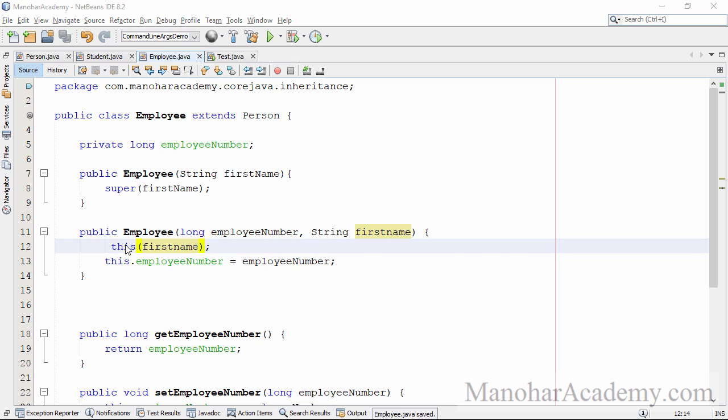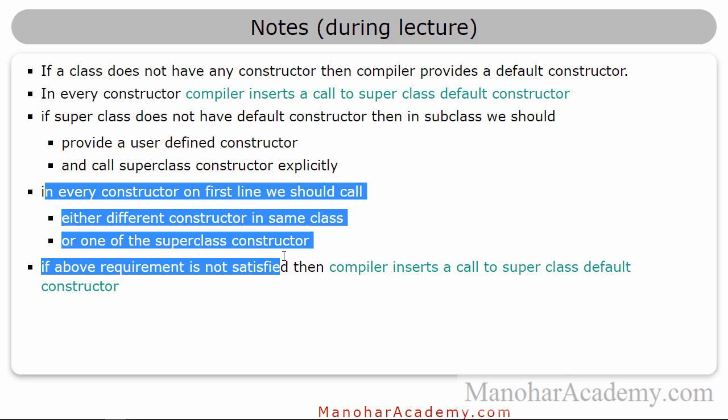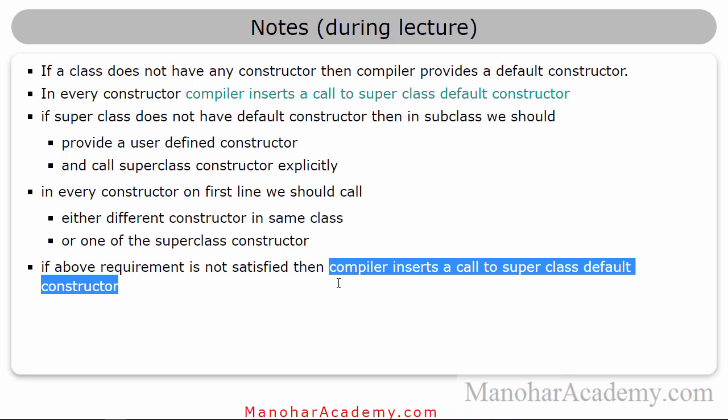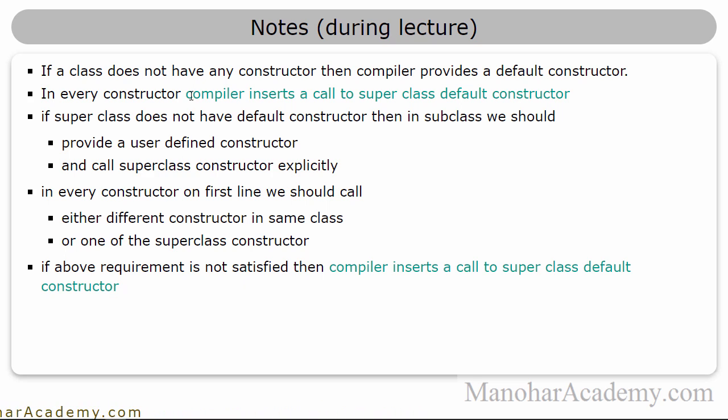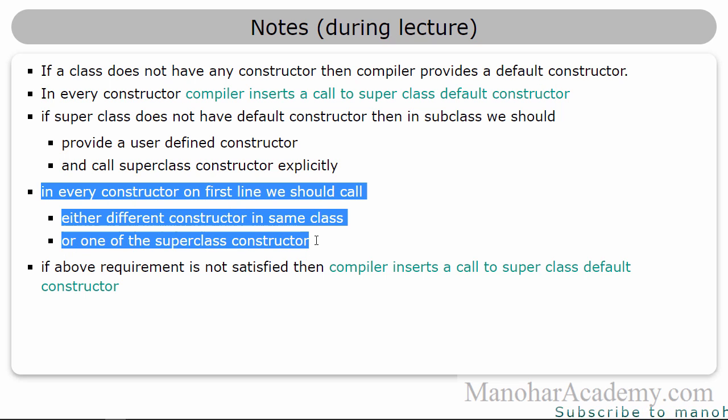So that is the next point. If the above requirement is not satisfied, then the compiler inserts a call to the superclass default constructor. That is what we mean by this statement. Statement number 2 is true only sometimes. That is true only when this particular statement is not true. Okay, that is all about the superclass and subclass constructors.